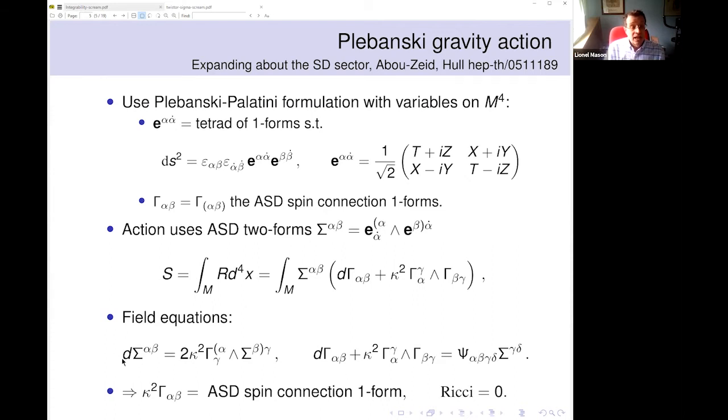And if you just use a kind of restricted Palatini variation, you can see that varying gamma, you get this equation here, which tells you that kappa squared times gamma is the anti-self-dual spin connection. And then you get this equation here that, when you vary sigma, tells you that the curvature has only Weyl parts. That is to say, the Ricci tensor is zero. So this is an observation of Plebanski from the 70s.